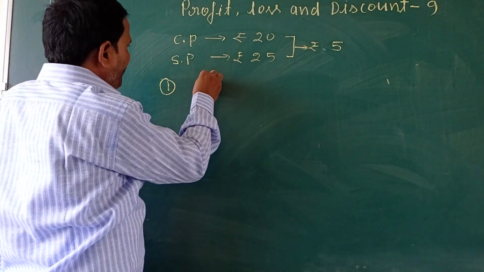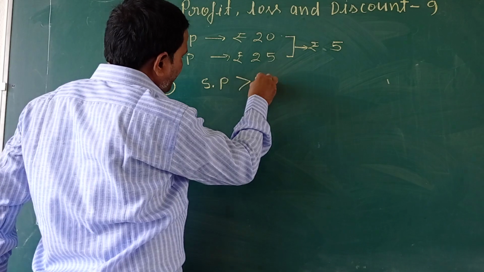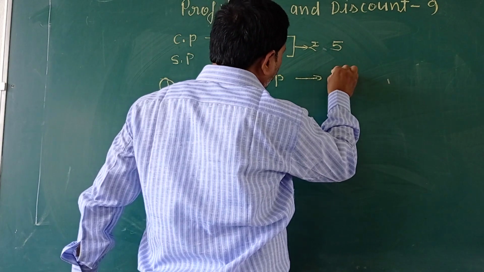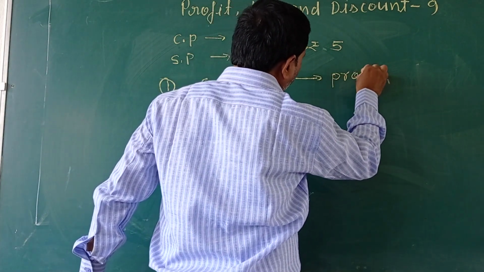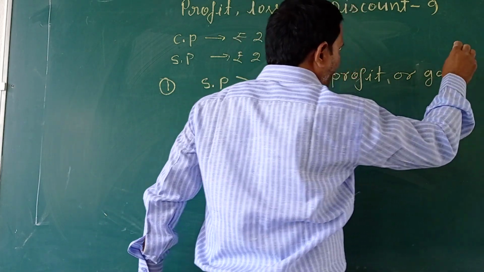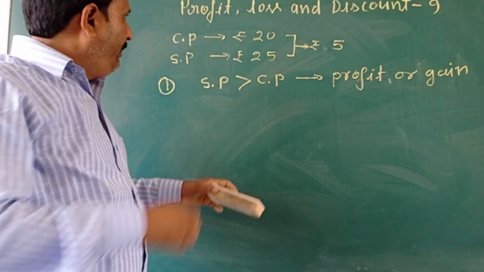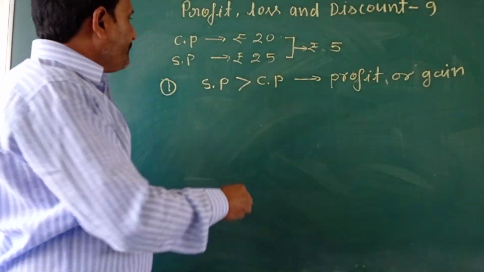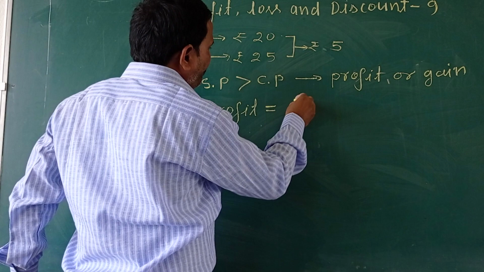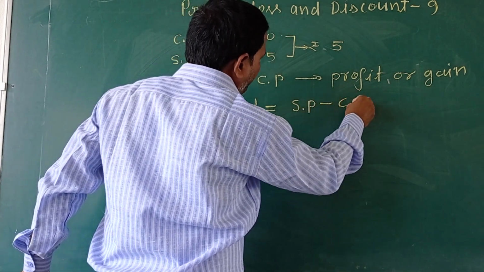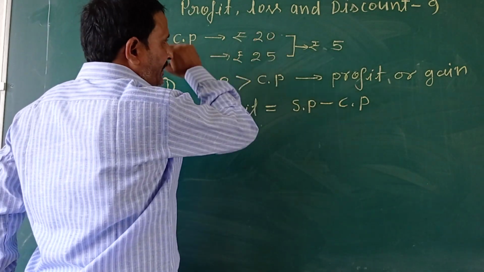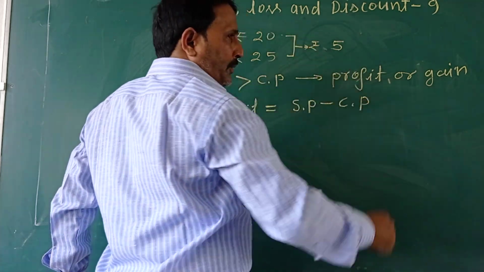Means you know the first condition: if SP is more than CP, it means you are in profit or gain. Then how can you calculate the gain? Profit is equal to SP minus CP. Then you can get 5 rupees. SP 25, CP 20, then that will be 5 rupees your gain.